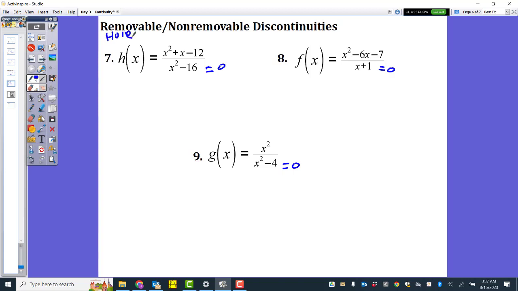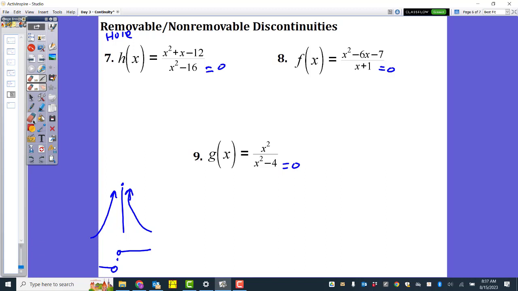Non-removable discontinuities are places where that can't happen, where even when a point is put there, it would not exist. So something like an asymptote would be non-removable, or something like this, which we've seen in class before, would be non-removable. There's no point you can put here that would make this continuous, and no point you can put here that would make this continuous.